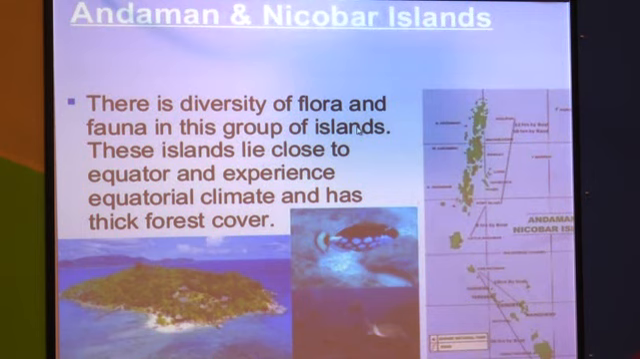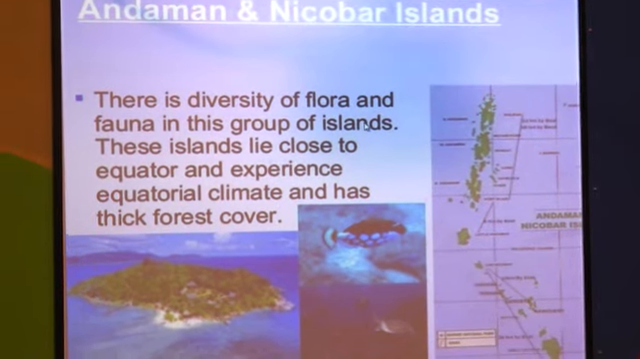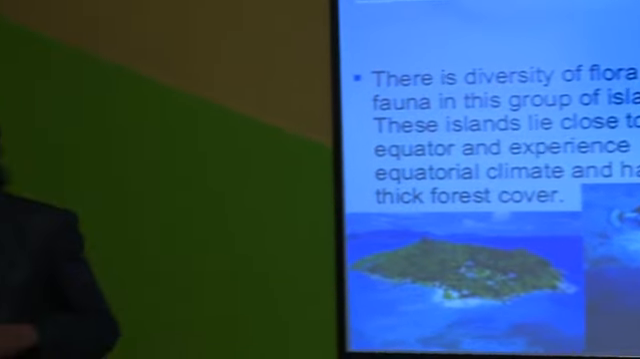This island is close to the equator, and that's why, with equatorial climatic conditions, there are thick forests here. When we observe the equatorial area, there is high temperature and heavy rainfall, and due to that, thick forests grow on the equator. The Andaman and Nicobar are located near the equatorial region, and that's why thick forests are found in the Andaman and Nicobar area. With that, different plants and animals are also found there.